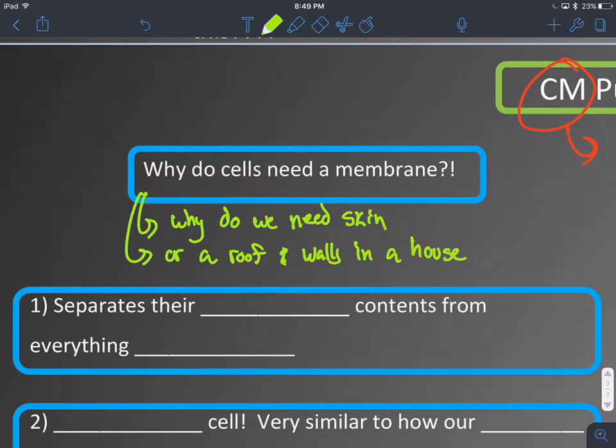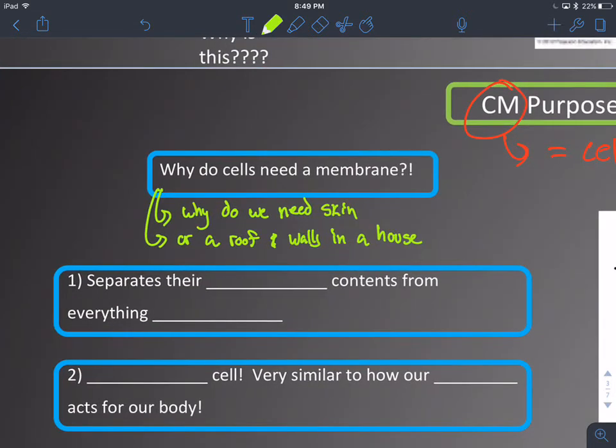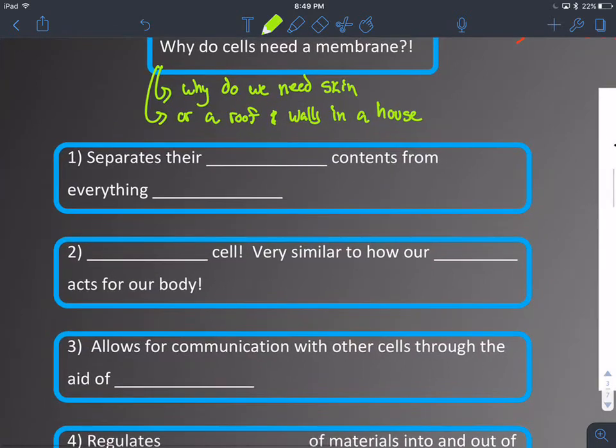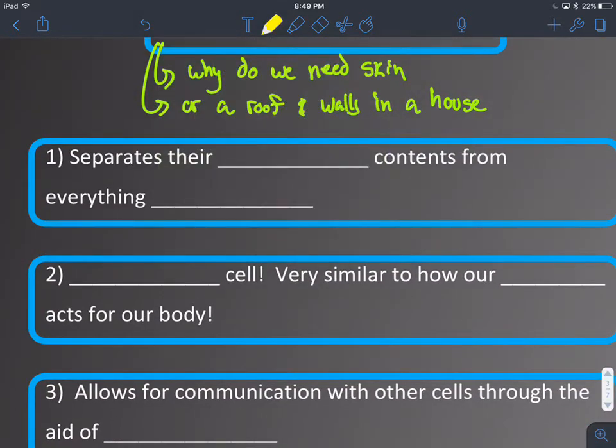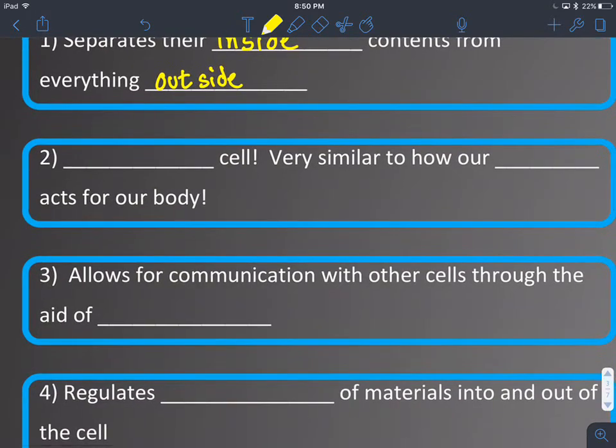Basically, the plasma membrane or the cell membrane acts very similar to any boundary that we have in our body. The main one that we can say we have is skin. What it's able to do is separate a cell's inside contents from everything that's outside. Think about how, in your house, all of the stuff that you own stays inside your house and it separates it from everything that's outside. A cell membrane does something very similar for a cell. The other thing that it can do is protect the cell, very similar to how our skin acts for our body.